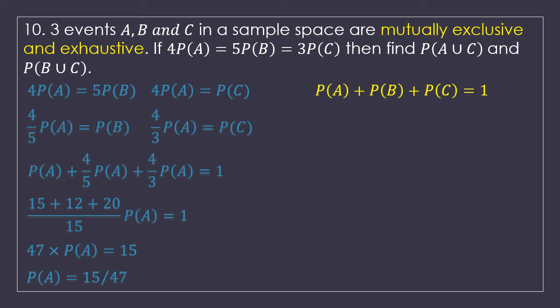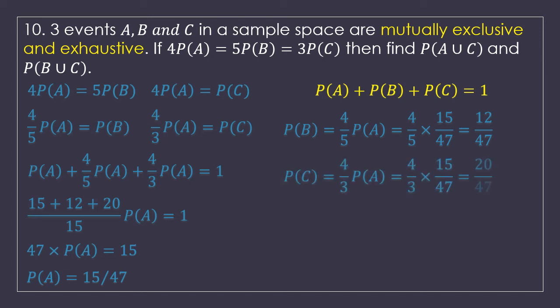This probability I am going to put in the equations of P(B) and P(C) and get their values as well, because for the calculation of A union C and B union C I will need those values. So P(B) is 4 upon 5 P(A), that is 4 upon 5 into 15 upon 47, and the simplified value is 12 upon 47. In the place of P(A), I have just put 15 upon 47. Similarly, P(C) will be 4 upon 3 P(A), that is 4 upon 3 into 15 upon 47, that is 20 upon 47. So A is 15 upon 47, B is 12 upon 47, C is 20 upon 47.